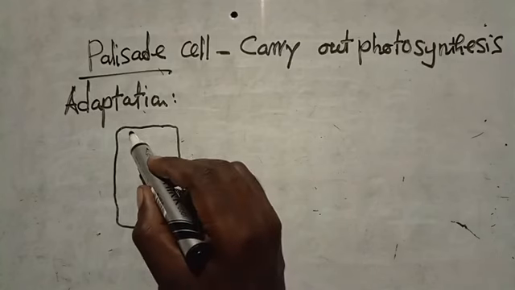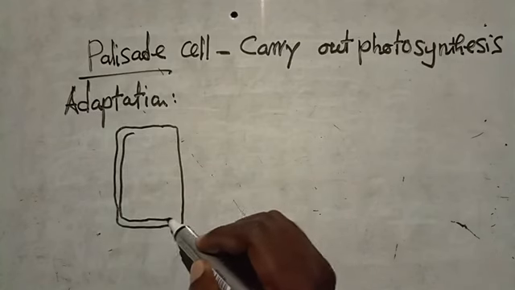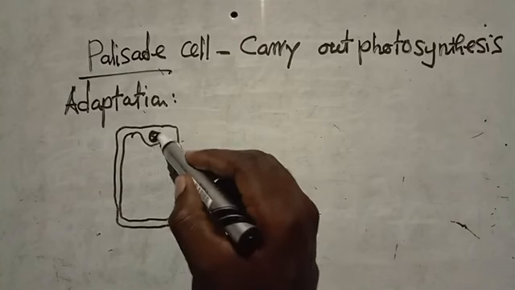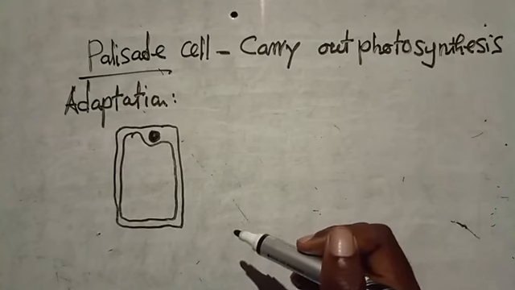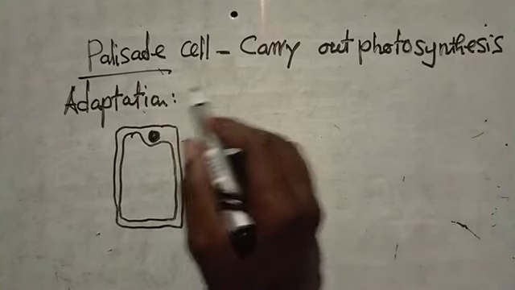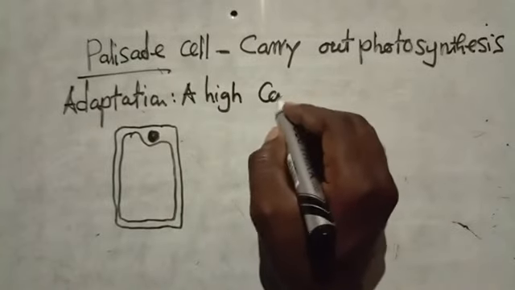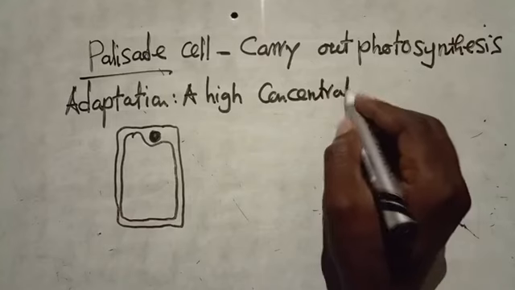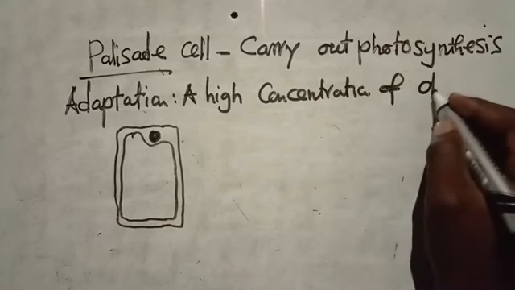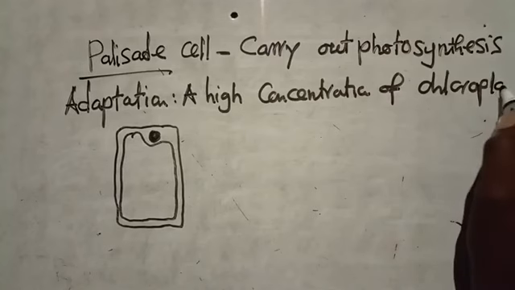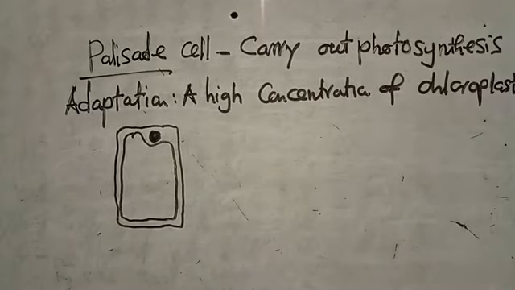Let me just draw it and try to remember some. Okay, so it is like this. There is a nucleus there. One of its adaptations, I would say, is a high concentration of chloroplast. High concentration of what? Chloroplast. I guess you know chloroplast is one thing that makes it possible for photosynthesis to take place.